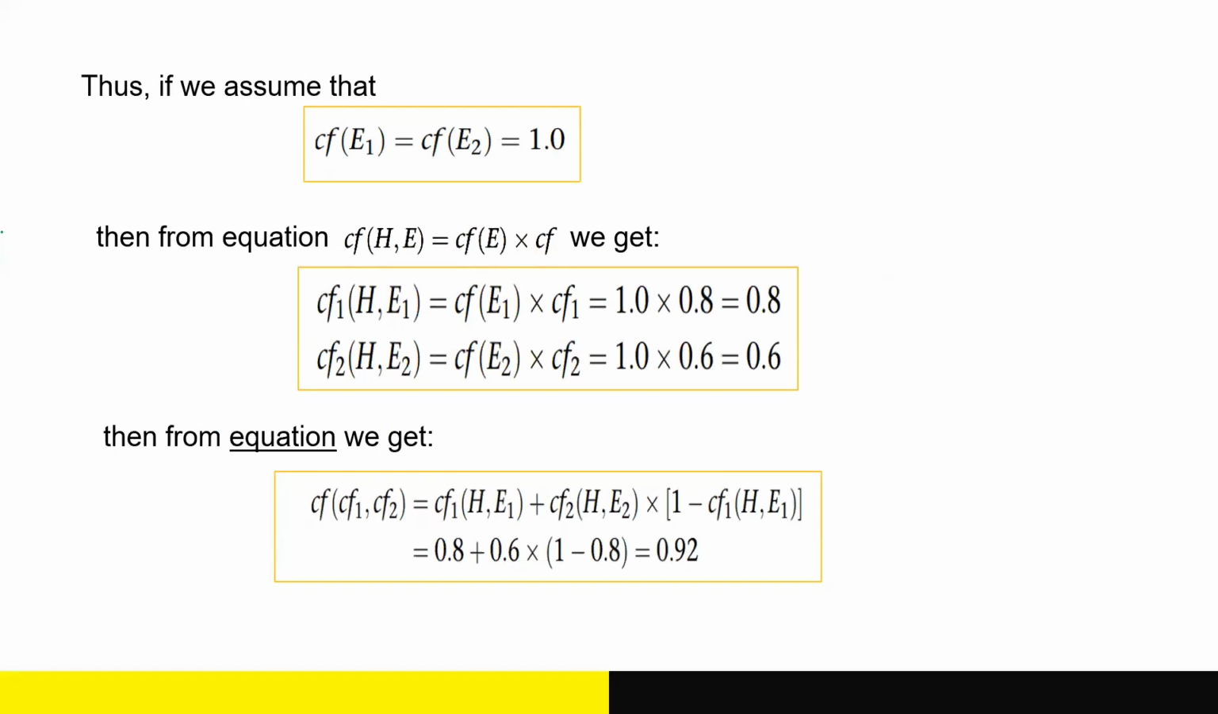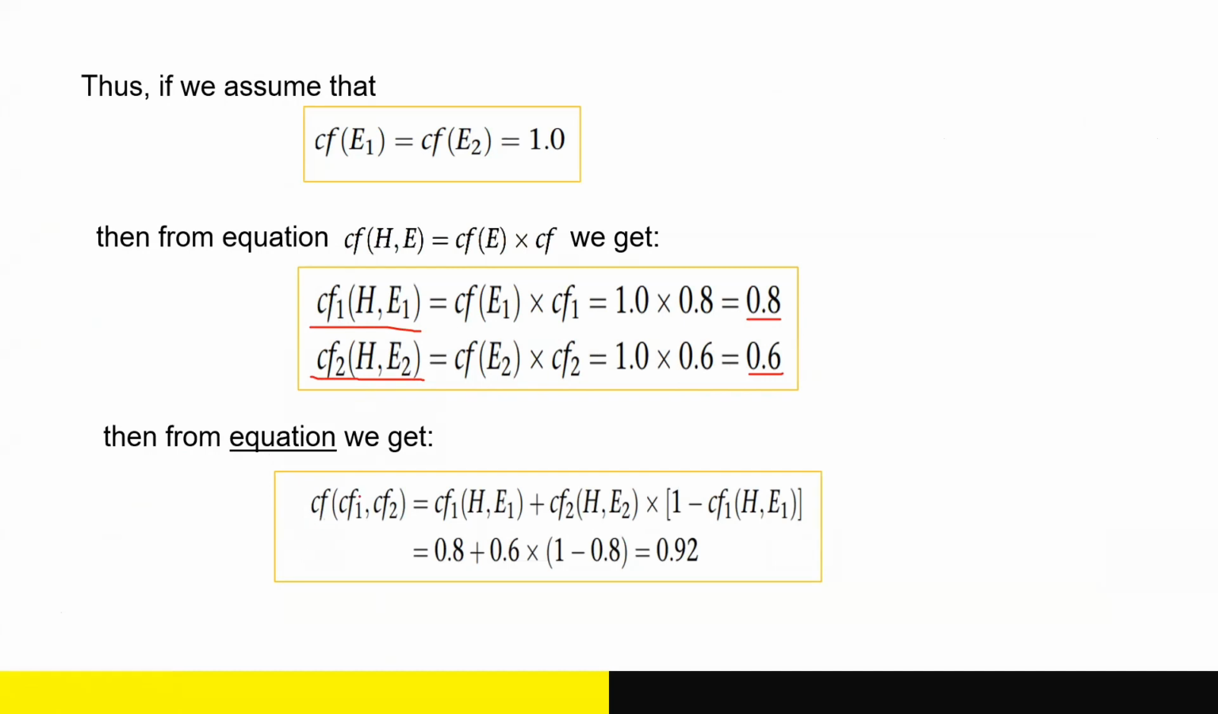So we assume that the certainty factor of evidence 1 and the certainty factor of evidence 2 are equal to 1. So pareha po siyang positive. Then from the equation, the certainty factor of hypothesis given evidence E is equal to the certainty factor of evidence multiplied by the certainty factor. So the certainty factor of the hypothesis given evidence 1 is 0.8, and the certainty factor of hypothesis given evidence 2 is 0.6. So yung equation po, sinasabi po natin na both positive po siya. So, di ba, if both evidences are positive, then we would go for the first equation.